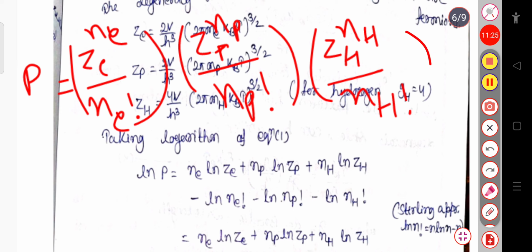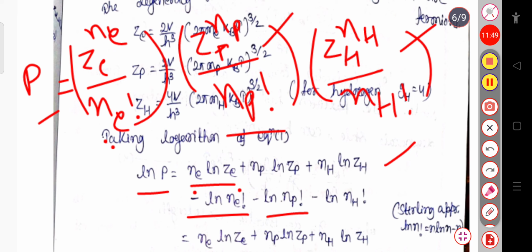Okay, this is our equation 1. Taking the logarithm of both sides, ln p, this is the probability, will be equal to Ne ln Zd, this is the power, plus Np ln Zp plus Nh ln Zh, minus ln Ne factorial minus ln Np factorial minus ln Nh factorial, since it is being divided.